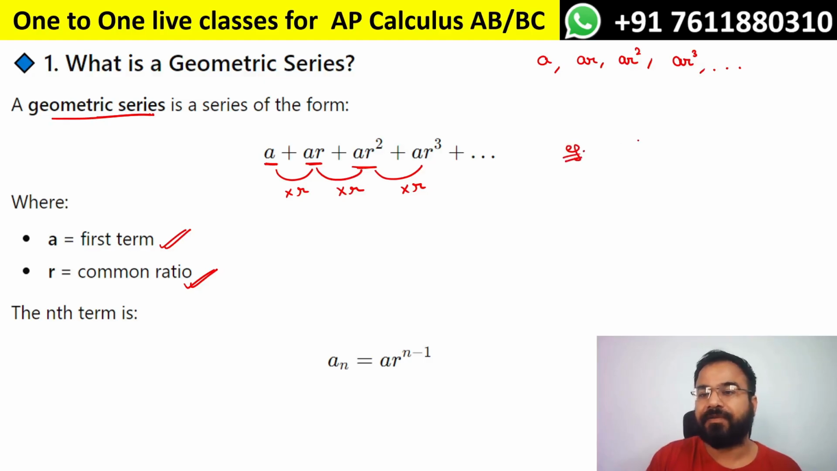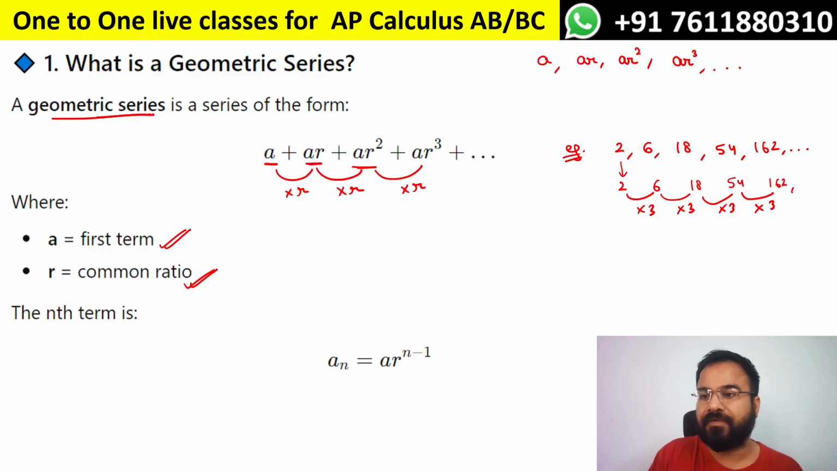For example, let's say I write 2, and the next term I write 6, the next term 18, next is 54 and then 162. Here you can see this is 2. How are we getting the next term? By multiplying it by 3, we got 6. Then again multiply by 3, we got 18. Again multiply by 3, we got 54. Again multiply by 3, we got 162. So this is known as a geometric series. And how do we get the common ratio? The common ratio we can get by dividing a term by its previous term. Like 6 divided by 2 is 3, or you can also say 18 divided by 6, that is also 3.